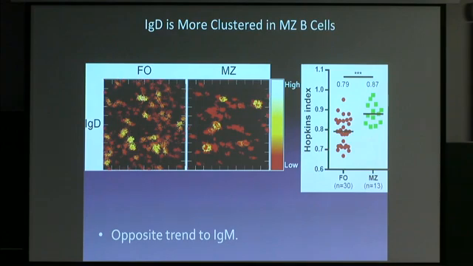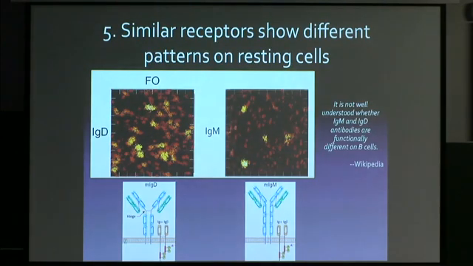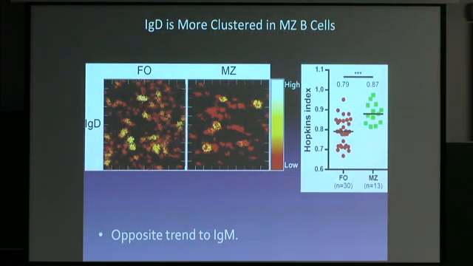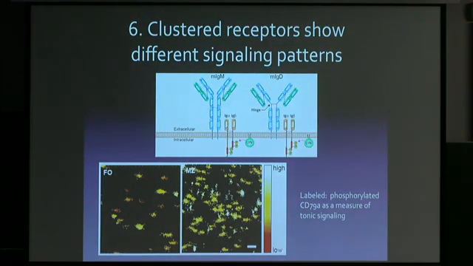On the other hand, if we look at the marginal zone B cells, the IgD, sorry, I'm going back and forth. The IgD on follicular cells looks like this. On the marginal zone cells, it looks like this. And this has the opposite trend to what I previously showed you with the IgM. So we really are seeing differential clustering of receptors where there's minimal difference between the intracellular part of the receptor.